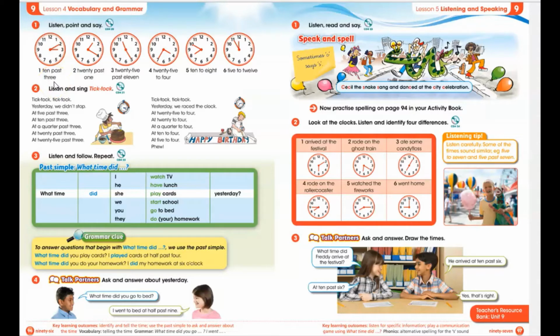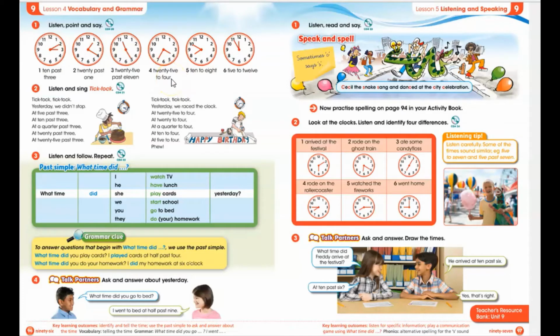Okay? If the big hand is between the 6 and the 12 on this side, so if it's pointing to 7, 8, 9, 10, 11 or 12, then we say to. Have a look at number 4. It's pointing to the 7. Okay, so we say it's something to 4.